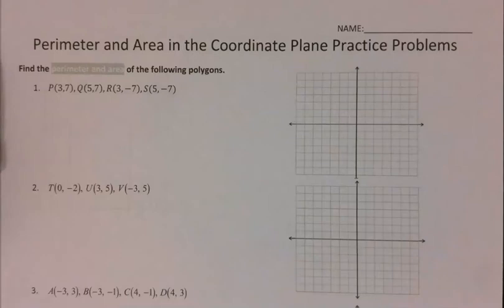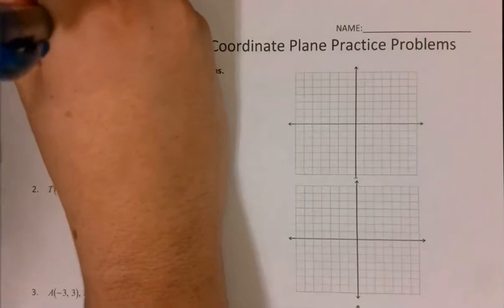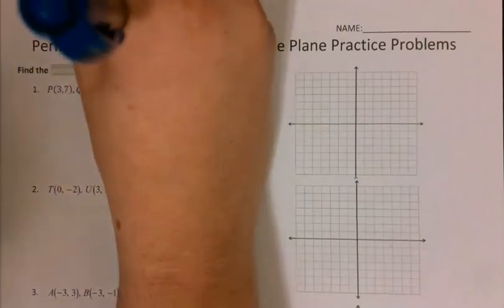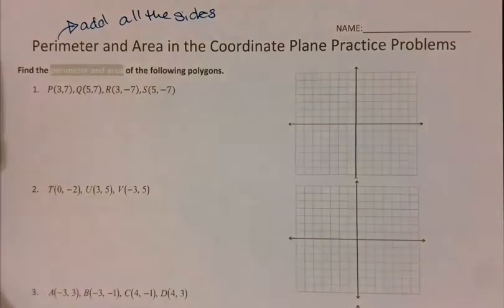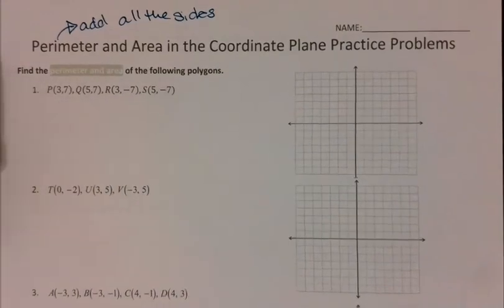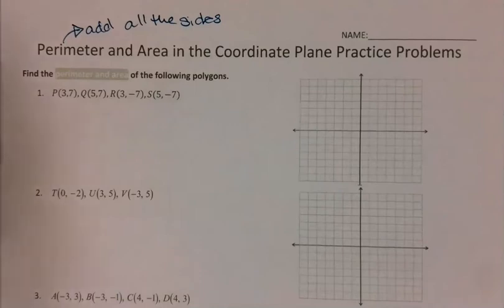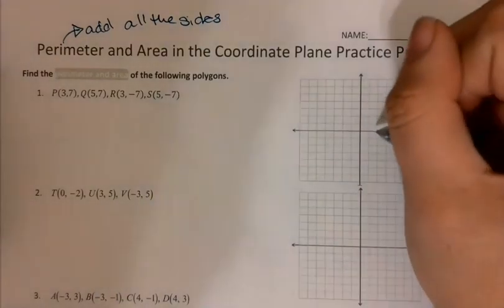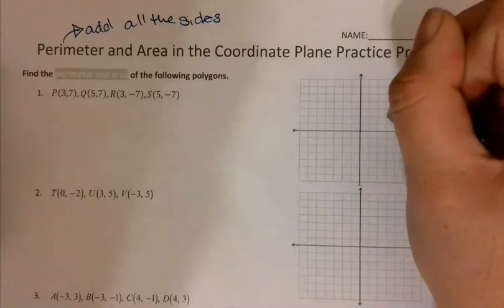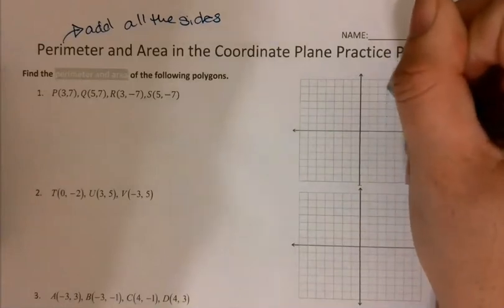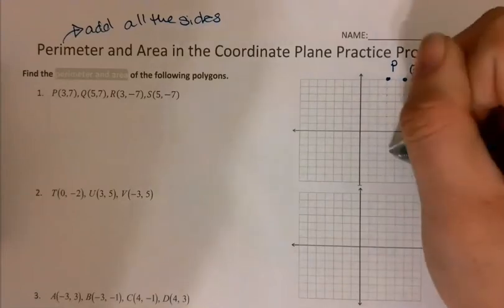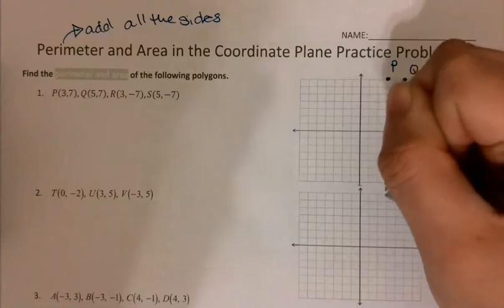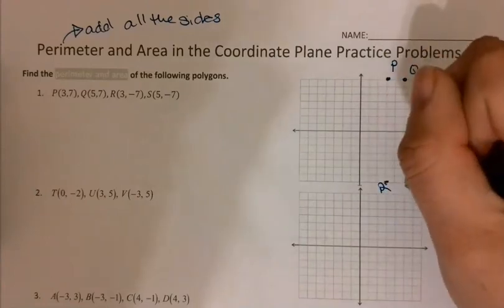Okay, so when I'm finding perimeter and area, for perimeter, I add all the sides. And area is different based on the different shapes I have. So we will figure out what shapes I have first, and then I will go. So I have 3, 7, 2, 3, 1, 2, 3, 4, 5, 6, 7, 5, 7, 3, negative 7, and 5, negative 7.